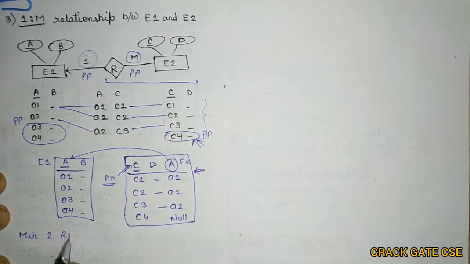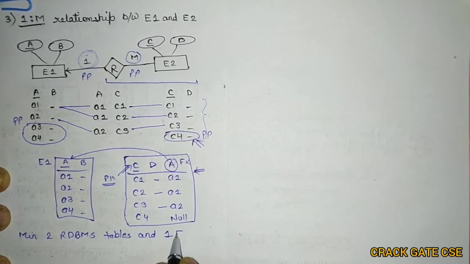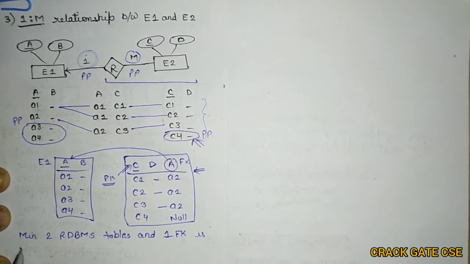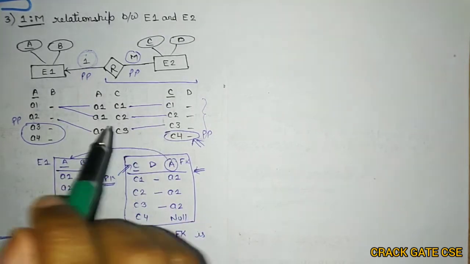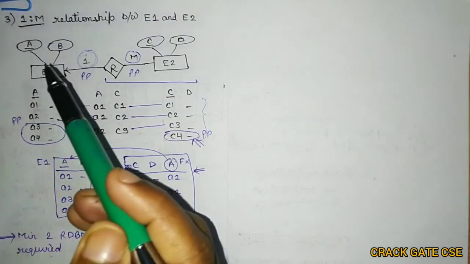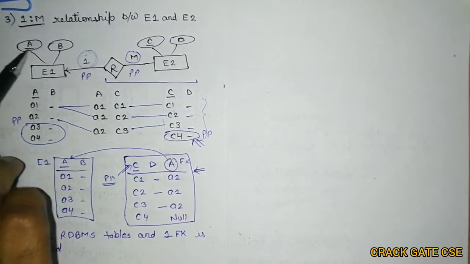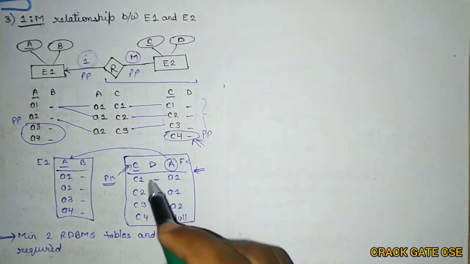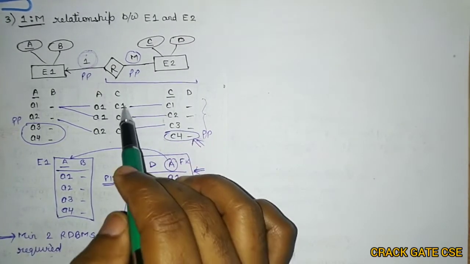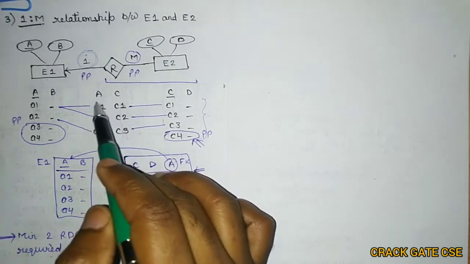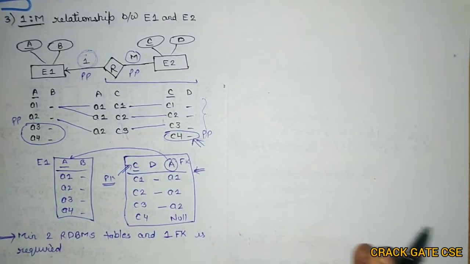Minimum 2 RDBMS tables and one foreign key is required. So this is how you can minimize the number of tables in an ER diagram. Now you are easily able to find out the dependencies, right? Because I already explained in the previous video that A is defining B, and here this C is defining D, and C is also defining A because this C is unique, which can easily identify A. So I think you can easily get it.